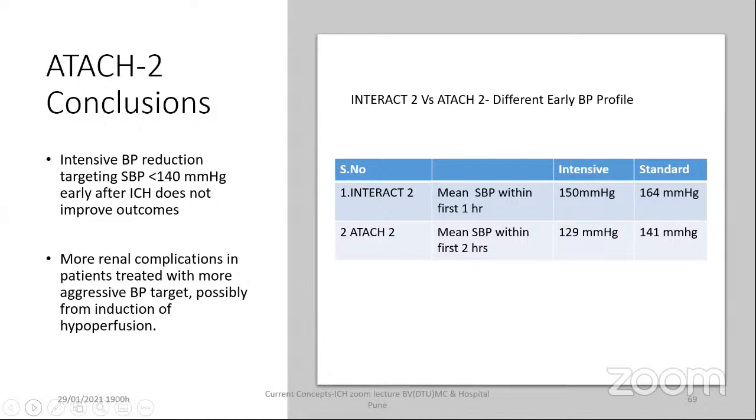So in INTERACT 2, you see mean systolic blood pressure within the first hour, intensive 150, standard 164, they have attained in their study. Whereas in ATACH-2, the intensive 129 and standard 141. These are the different early BP profiles. So the ATACH-2 conclusion is intensive blood pressure reduction targeting systolic blood pressure less than 140 millimeters of mercury early after ICH does not improve outcomes. Moreover, there are more renal complications in patients treated with a more aggressive BP target. That has again put a stop to our thinking.